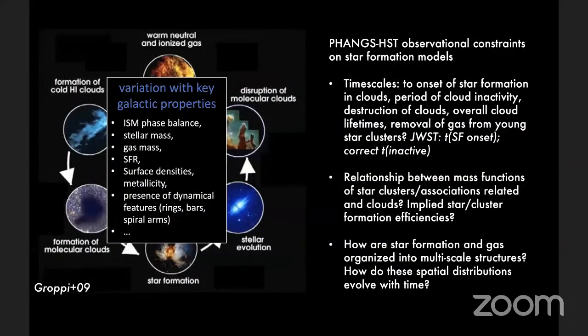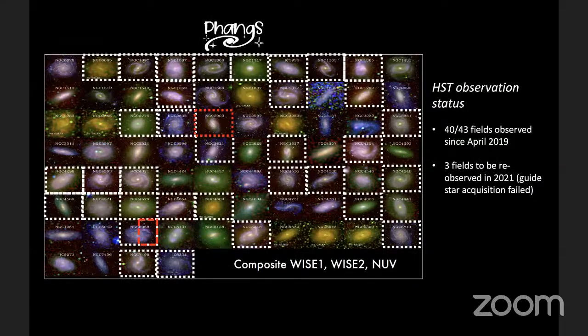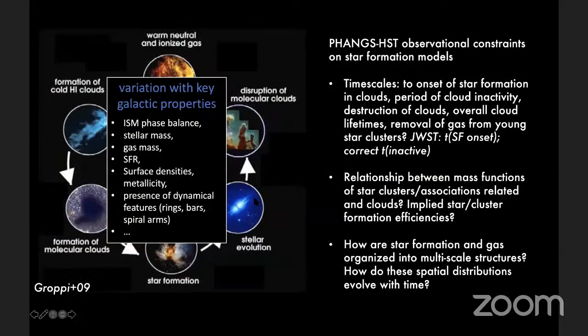With this diverse sample of star-forming galaxies, we'll then be able to probe how all these characteristics of cluster and cloud populations vary with larger scale galactic properties, averaged over the disk, such as ISM phase balance, stellar mass, gas mass, star formation rate, surface densities, metallicities, and the presence of dynamical features, rings, bars, and spiral arms.